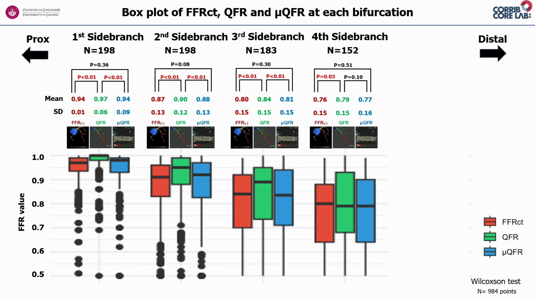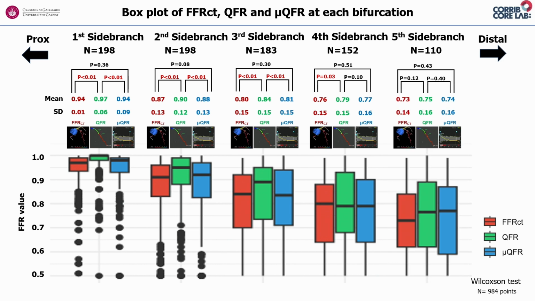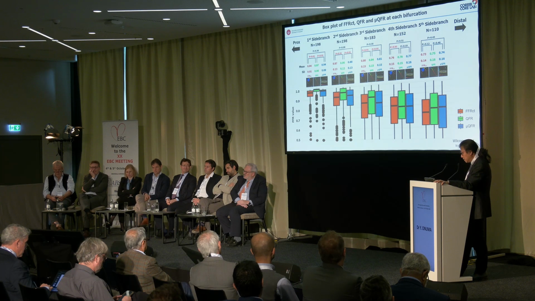At the fourth side branch, the number becomes relatively small. At that level, the QFR still has a higher value compared to the FFR-CT, but there's no difference between the QFR and the μQFR. And for the fifth side branch, apparently not so many patients have five side branches, so the number becomes a bit lower. At that level, there's no difference between these three measurements, FFR-CT, QFR, and μQFR.